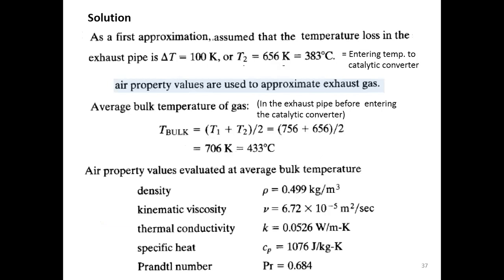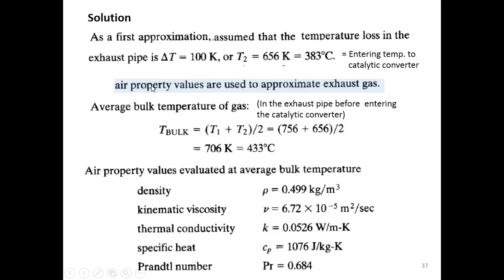Okay, so let's first assume the first approximation. Instead of assuming the exhaust gas temperature, we assume the delta T. We assume delta T is equal to 100 Kelvin. That means the entering exhaust gas temperature before getting into the catalytic converter is about 383 degrees Celsius. You see, this is still higher than 200, but lower than 400. Okay, so this is our first assumption.